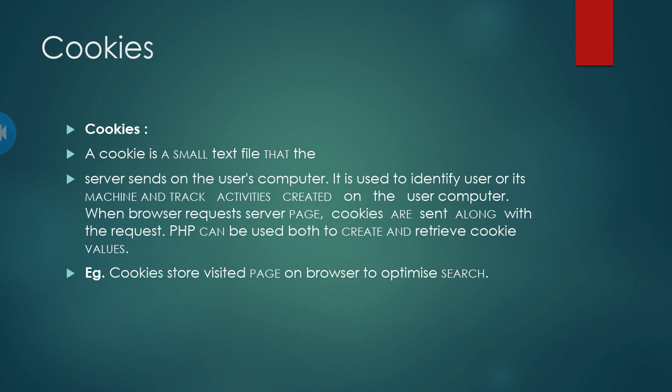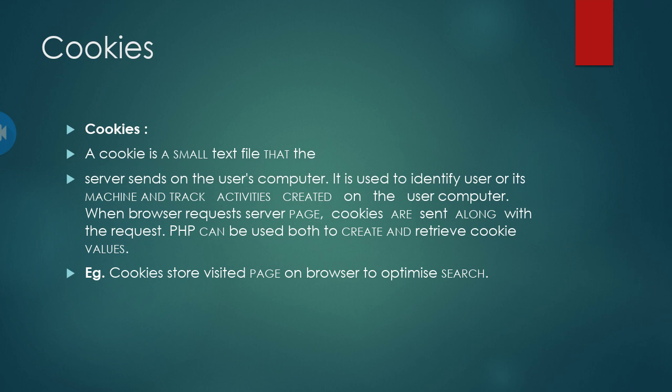Next topic of PHP is cookies. PHP can also be used to make cookies. Now, what are cookies? For example, when you visit some web page or site, it will store your data in your browser, and it allows you to optimize your search. So a cookie is a very small text file that the server sends to the user's computer. It is used to identify the user or their machine and track activities on the user's computer.